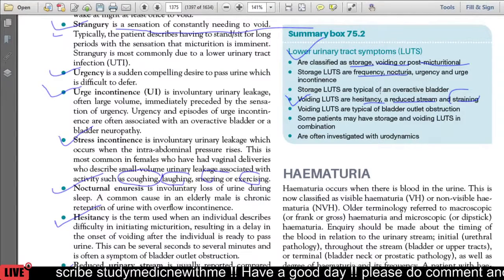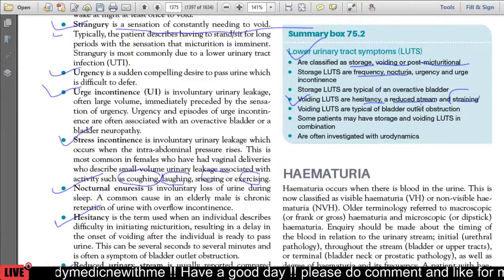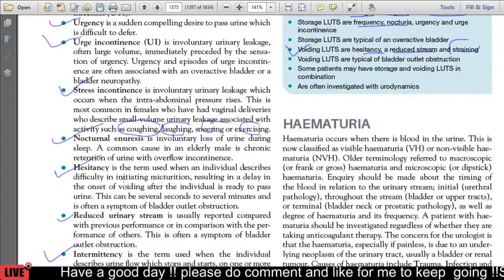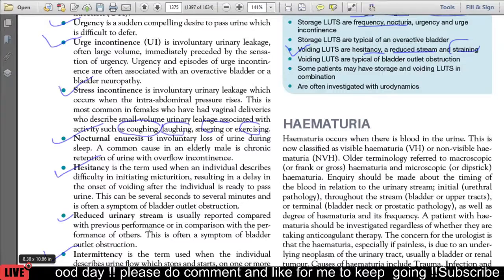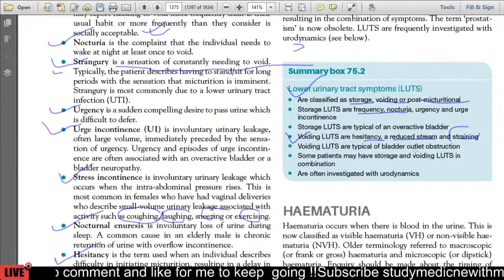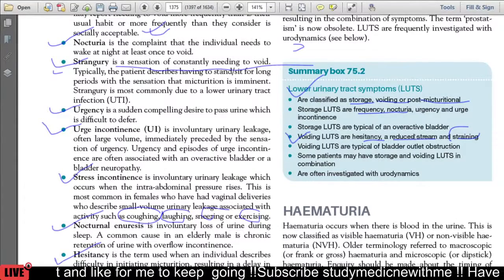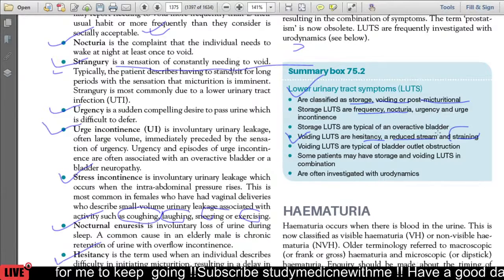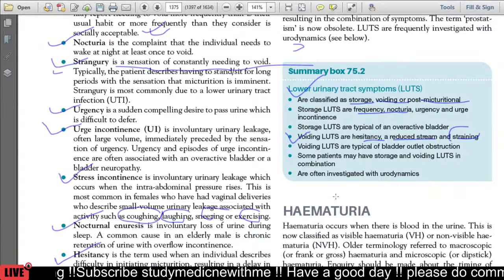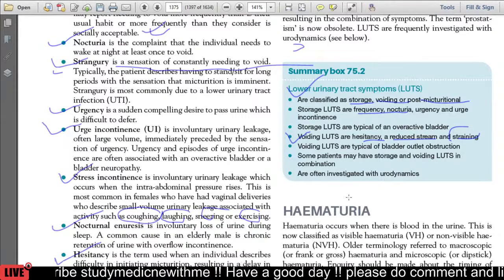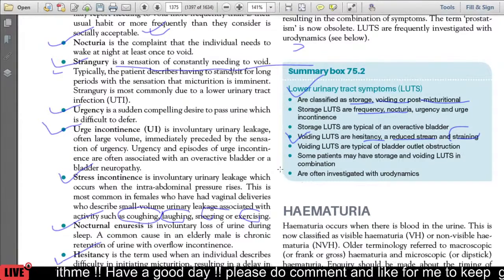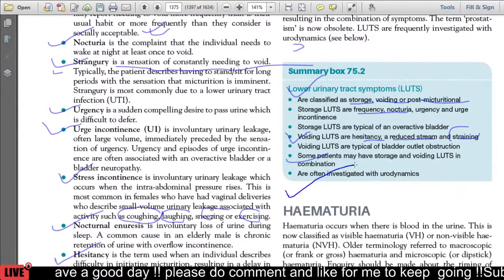This is important: hesitancy and reduced stream. Hesitancy means difficulty in starting micturition, and reduced stream is usually reported compared with previous performance or in comparison with the performance of others. This is often a symptom of bladder outlet obstruction. Dribbling of urine from the bladder while urinating is reduced stream. So voiding lower urinary tract symptoms are hesitancy, reduced stream, and straining. Some patients may have storage and voiding LUTS in combination, and are often investigated with urodynamics.